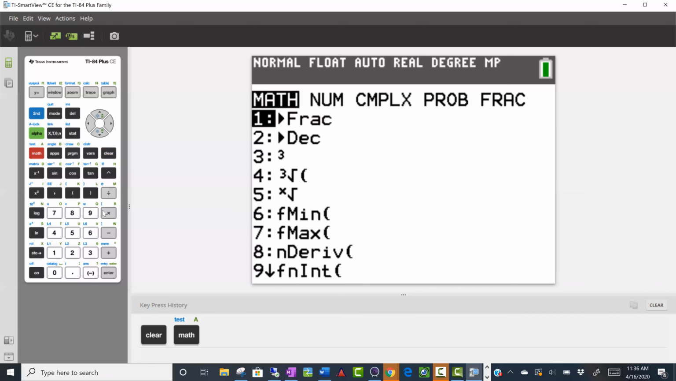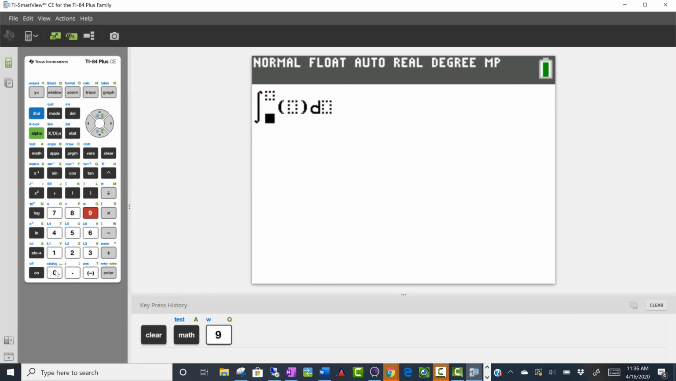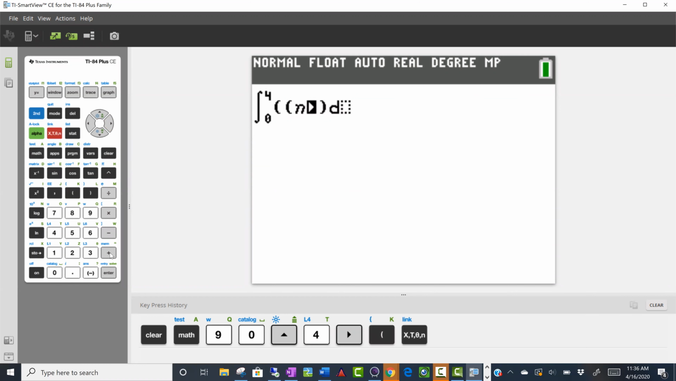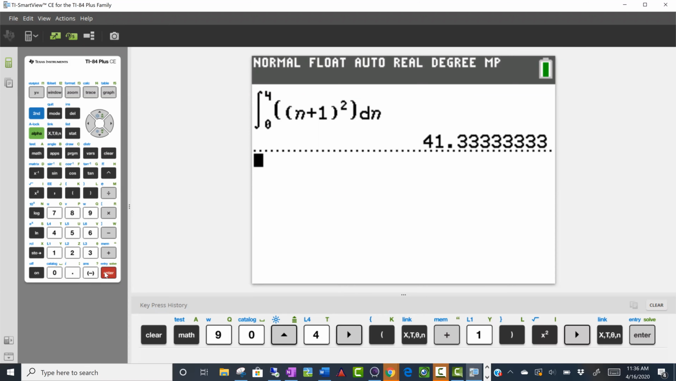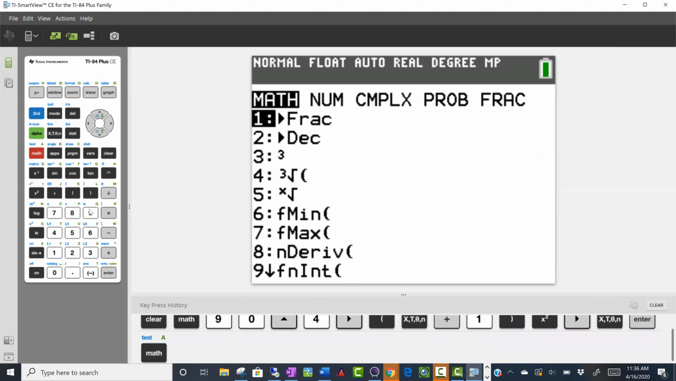Math, 9, 0 to 4 of, I think I need parentheses in here, parentheses, x plus 1, right parentheses. And the reason I needed the parentheses is because I wanted to square this. Oops. All right. I've got this in a different mode, which is why I'm getting an N here. I've got it in sequence mode. Let's see if it works here nonetheless. There you go. And let's turn that into a fraction.